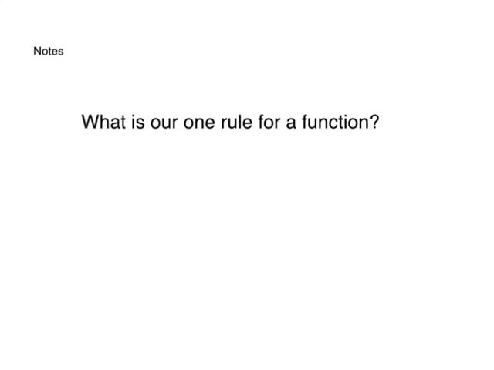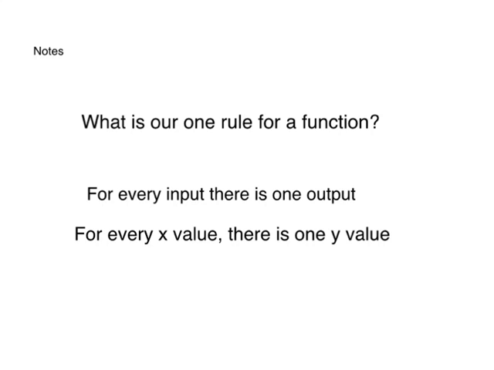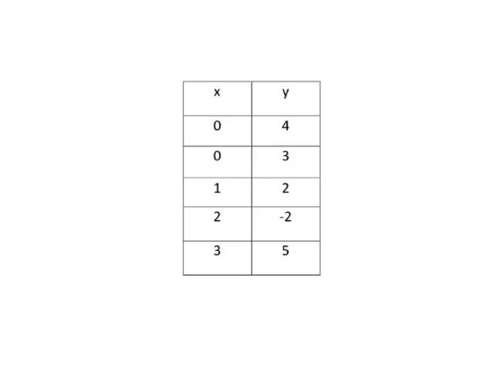First, let's go over our rule for functions. What is our one rule for a function? Our one rule for a function is that every input must have one output. Input is the same as our x, and output is the same as our y, so this can also be said as for every one x value, there is one y value.